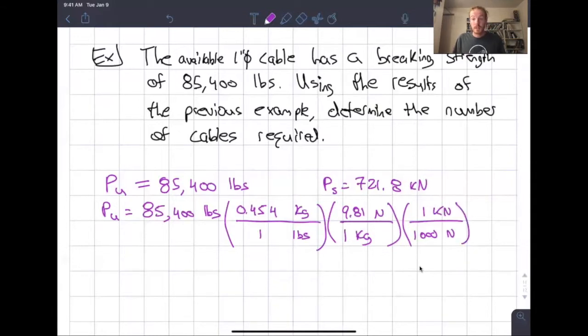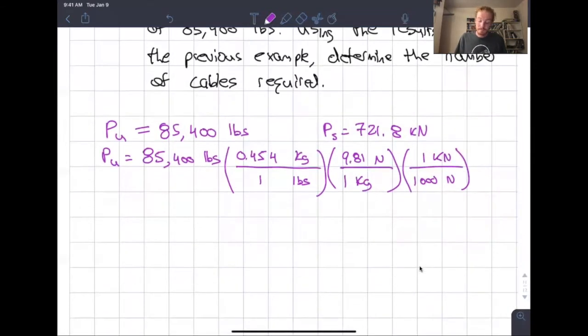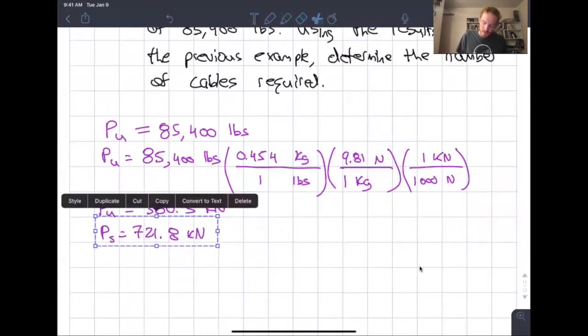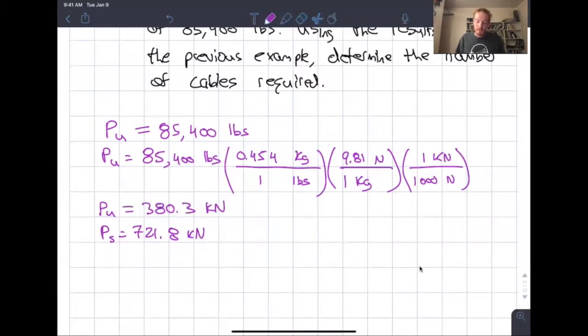I'm going through and doing this. I know it's pretty simple, but if you haven't designed in the metric system for a while, this is something that will trip you up, and I want to at least get one example of how to convert between pounds and kilonewtons. Okay, so if we run through all this, we get that P sub U is equal to 380.3 kilonewtons. I'm just going to bring P sub S down here as well, just so we have them next to each other. Okay, so there's P sub U and P sub S.